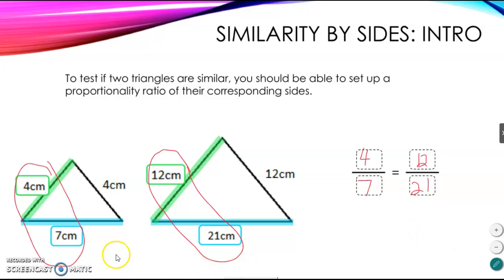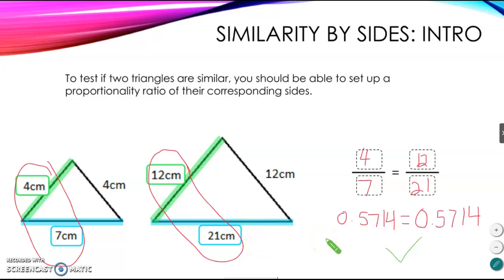And we can use a calculator to verify that. If I do 4 divided by 7 in a calculator, I get 0.5714 and some other numbers repeated. And if I do 12 divided by 21, also in a calculator, I'm going to get that same value of 0.5714. And that tells me that these two triangles could be similar to each other.